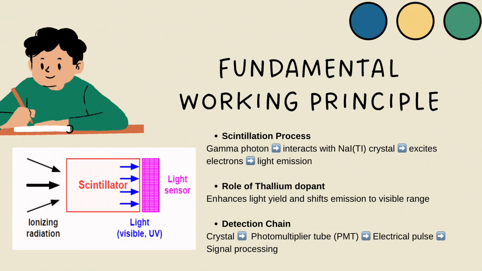Now, let's look at how NaI(Tl) works. When a gamma photon enters the NaI(Tl) crystal, it interacts with the crystal material and excites electrons. As these electrons return to their ground state, they emit visible light, which we call scintillation light. The thallium dopant plays an important role here. It increases the light output and shifts the emission wavelength into the visible range, which is ideal for detection. This light is then detected by a photomultiplier tube or PMT, which converts it into an electrical pulse that can be processed and analyzed.